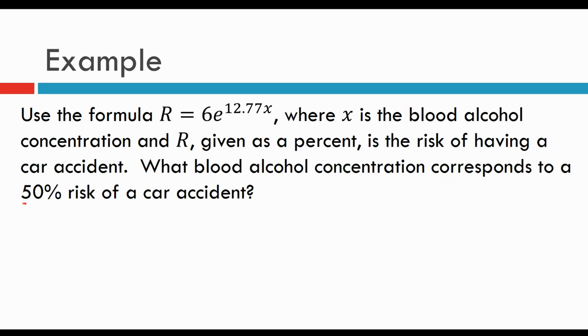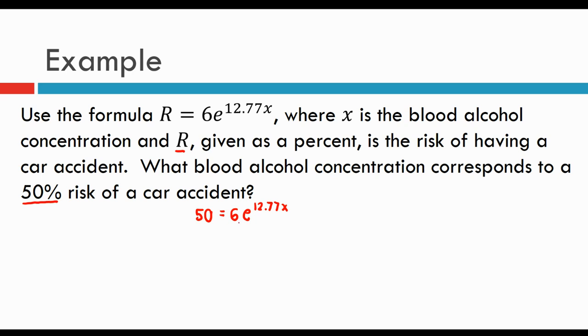So notice the number they're giving us is 50%. R is given as a percent. So I'm going to substitute 50 in for R into this equation. And notice that what I'm trying to find is the x value from my exponent. So in order to start solving for x, which is in our exponent, I need to get x out of the spot of an exponent.